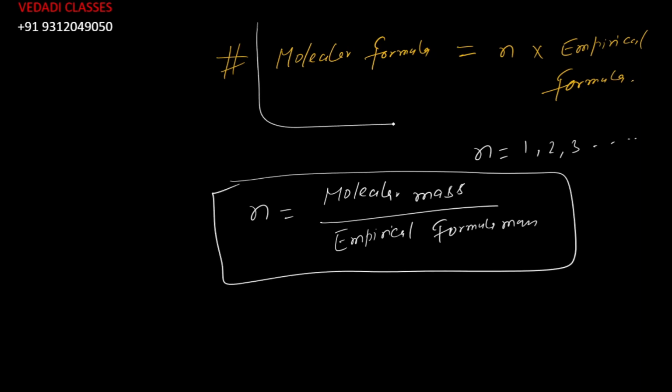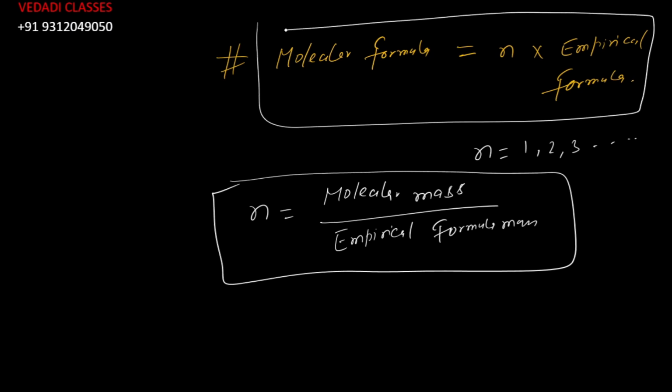So the molecular formula is equal to n into empirical formula. And the value of n may be 1, 2, 3, 4. How can you calculate the n? n can be calculated by finding the molecular mass and the empirical formula mass. This is the thing you should keep in mind while solving questions.